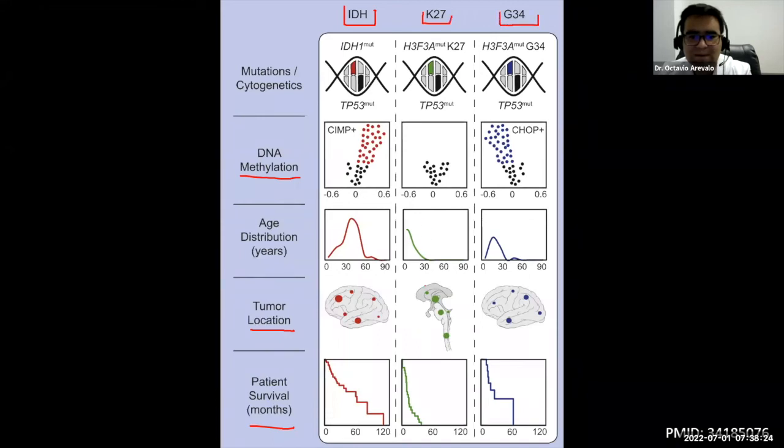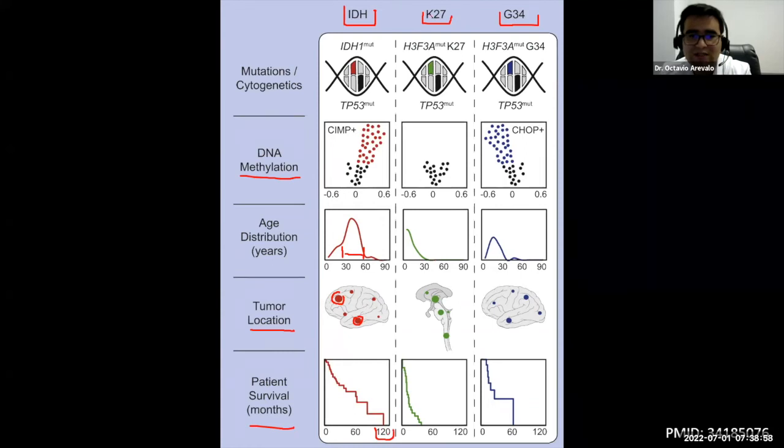And you will see that for the IDH mutant disease, the peak is here between 30 and 60 years old. This is the bulk of the age of these patients with IDH mutant gliomas, and you see that they are overrepresented in the frontal and temporal lobe. Those are supratentorial tumors. And the survival gets to 120 months, which is a lot for these patients since the diagnosis.